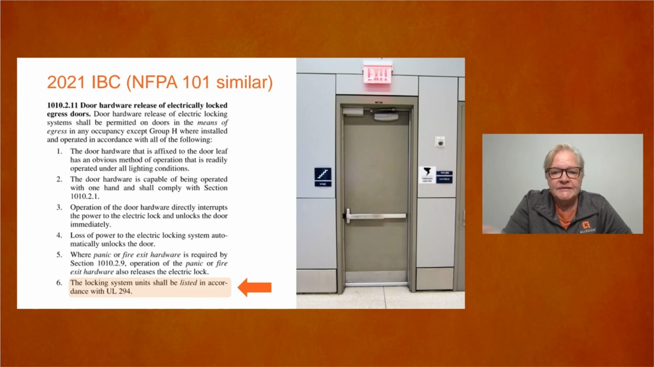And you'll see here item 6 requires the locking system units to be listed to UL 294. So next question, what is a locking system unit? Is it the lock? Is it the power supply, the reader, the electric hinge, the power transfer? I don't know. The commentary for the International Building Code uses that same term, so it was really unclear which components of the system require the listing. I've had requests for every different type of situation you can imagine.